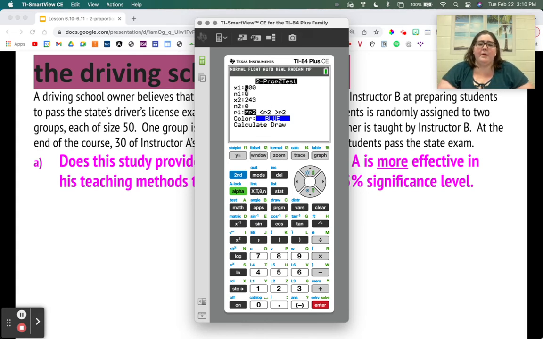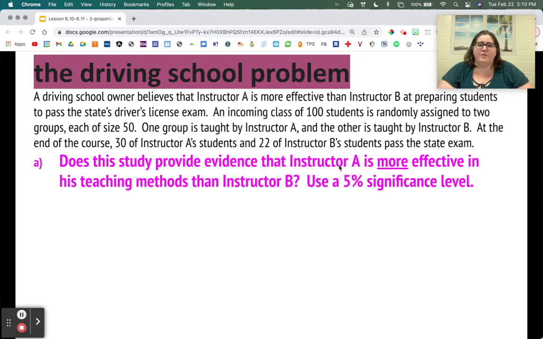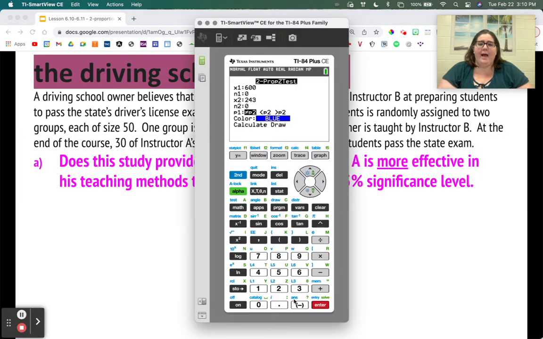So I'm going to put in for group 1, which I'll say is instructor A, we had 30 pass, so 30 out of 50. So n1 is 50. For group 2, which is instructor B, 22 passed out of, again, 50. We do have to choose our alternate hypothesis. So we wanted to show that p1 is greater than p2. So I'm going to go over here and choose that third option.